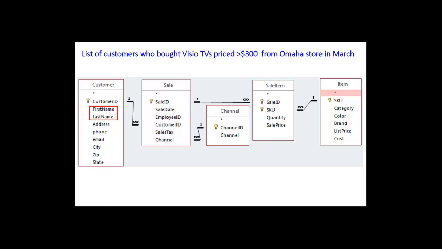We need to return first name, last name of the customer. With the sale date, the question is about sales in March. With the channel, sales from Omaha store. So we need the channel. With category, the question is about Vizio TVs. Of course, we need brand too. And then sale price. Part of the question is about TVs more than $300.